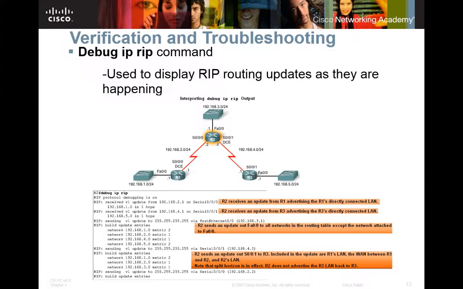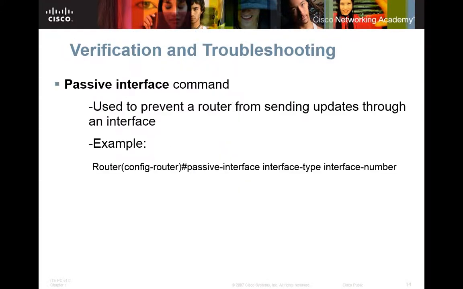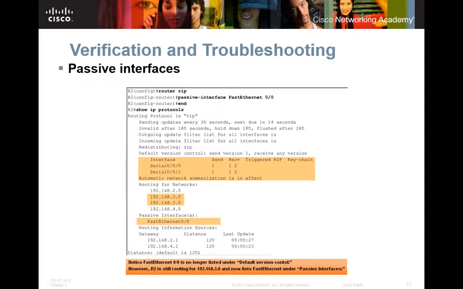Let's see, you have 1, 2, 3, 4, 5, 6 updates in that short amount of time. It's like every 5 seconds it does it. So hopefully you can type in a command and hit enter in 5 seconds. Passive interface prevents the router from sending updates through an interface. That's all it does. Anyway, when you show IP protocols, that'll get what you get.